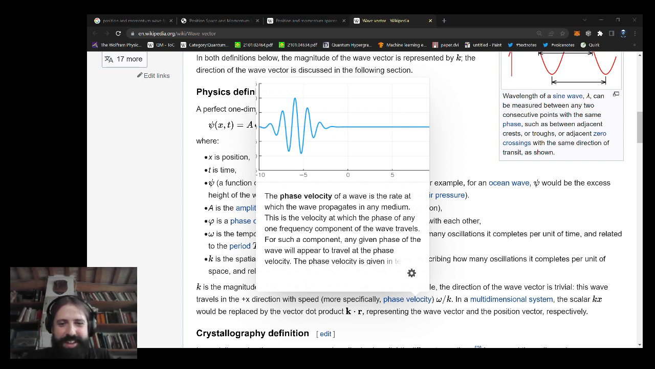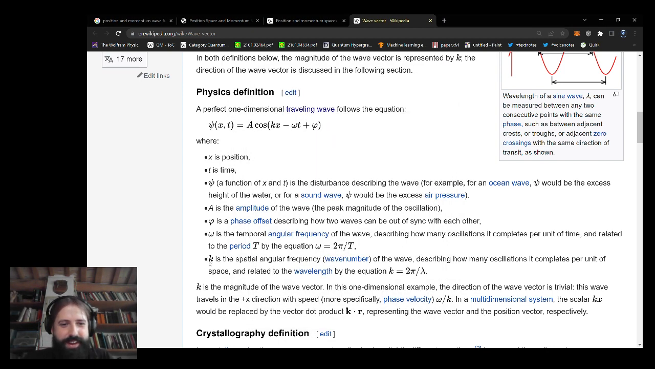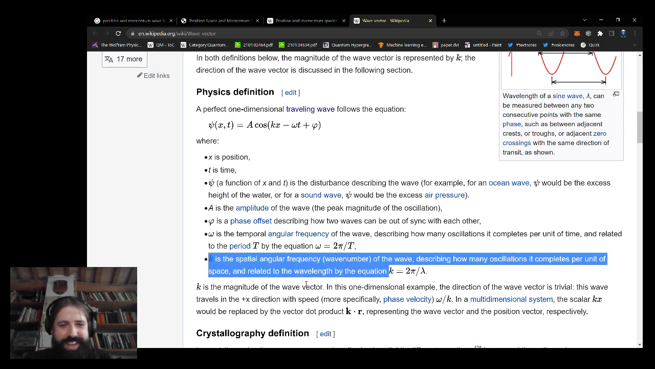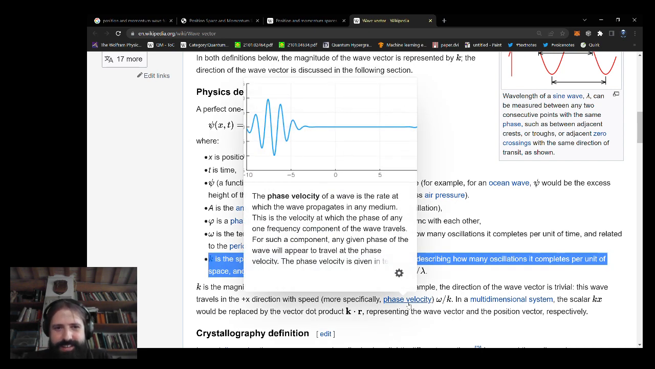Okay, so it's even worse. I thought I got that, but that's definitely not the wave propagating through space. I don't understand K. So this is essentially the phase velocity of a wave, the rate at which the wave propagates in any medium. This is the velocity at which the phase of any one frequency component of the wave travels. For such a component, any given phase of the wave will appear to travel at the phase velocity.